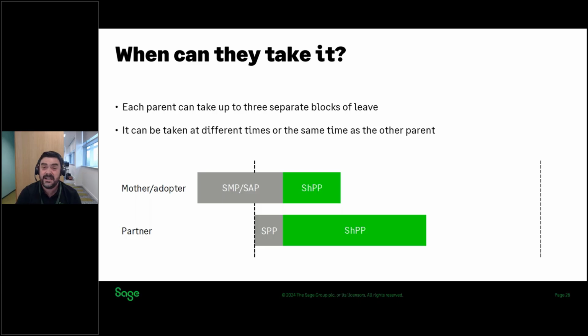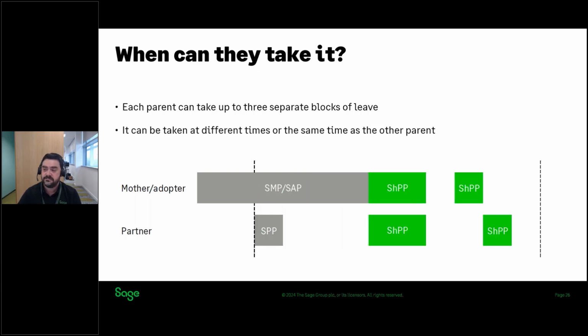Other ways they could do it is they could both be off at the same time. So maybe the mother's not going to return to work. They're actually just going to switch straight onto the shared parental leave and receive shared parental pay. And it means that their partner could do that at the same time. So it could have a period there where they're both off, and then maybe the partner's going to stay on and take the remainder of the entitlement.